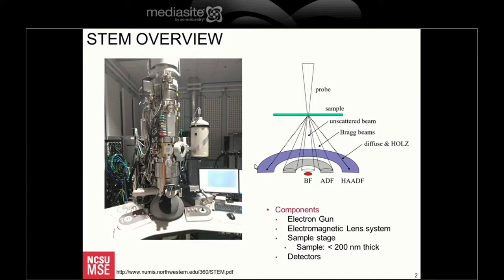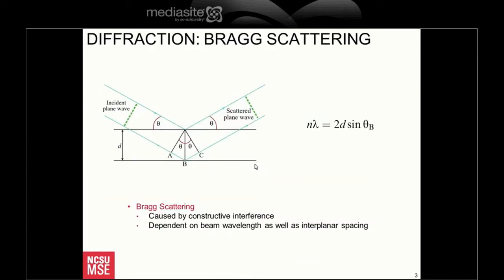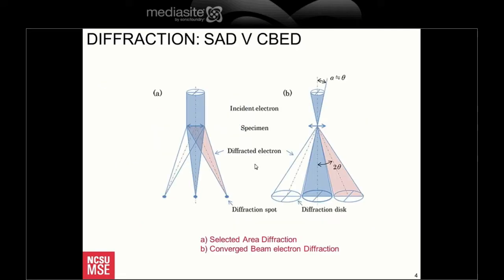One of the primary methods for low-angle scattering is Bragg scattering, which will be covered in detail in another video in this series. However, Bragg scattering is a constructive interference method that is dependent on the beam wavelength as well as the interplanar spacing. Bragg scattering takes place in electron microscopy in two major forms.